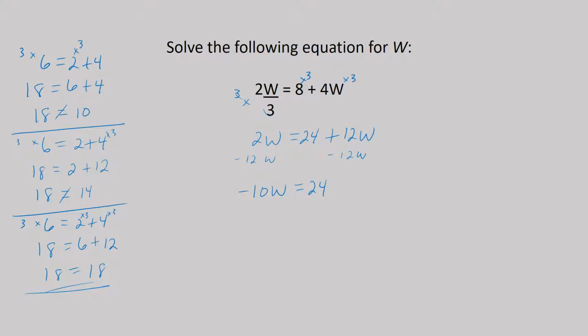Now I don't want negative 10 times w, I want 1w. So I'm going to divide the negative 10 by itself, because that'll give me 1. And what I do to one side, I have to do to the other, so the 24, I'll divide that by negative 10. Now on the left, I have just w, 1w. And on the right, I have 24 divided by negative 10. What's that? About negative 2.4. Done.